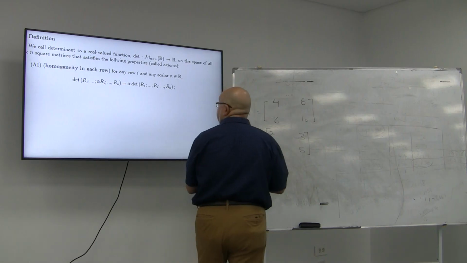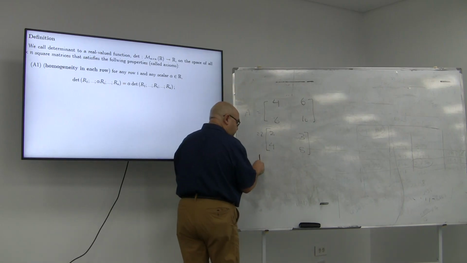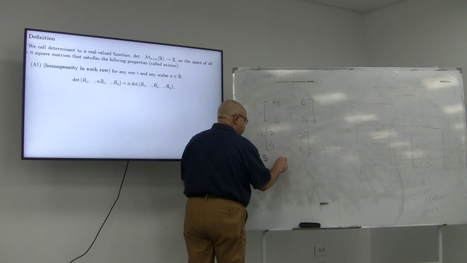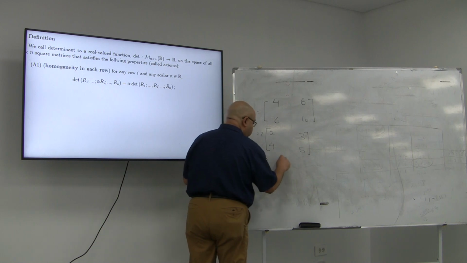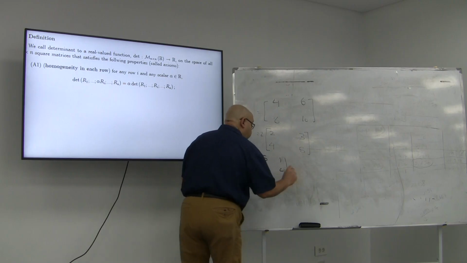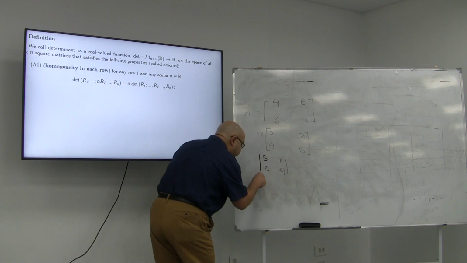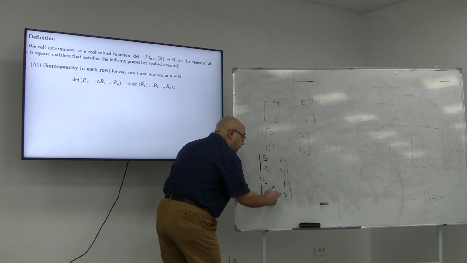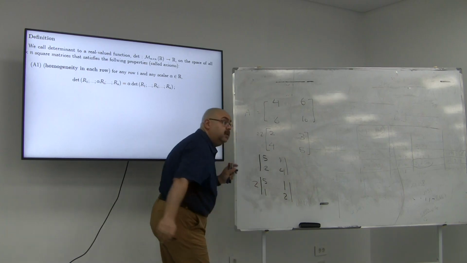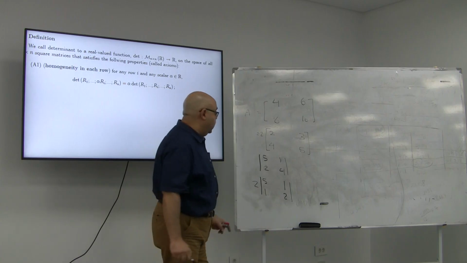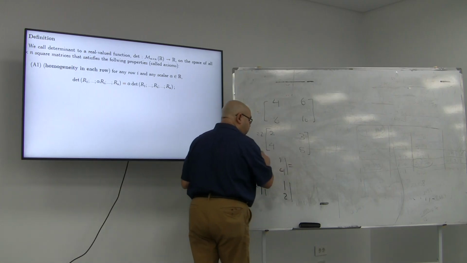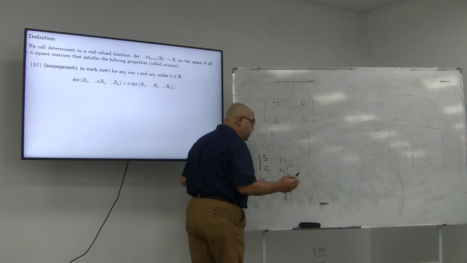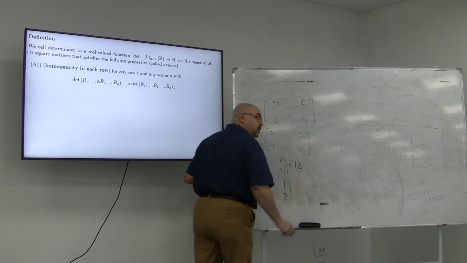So if I have a determinant, let's say 5, 1, and 2, 4, this is the determinant. I need to compare it with 5, 1, 1, and 2, and I will take 2 as a common factor from R2, the second row. If I want to evaluate the value of this determinant, it's going to be 5 times 4, which is 20, minus 2, so the result will be 18.